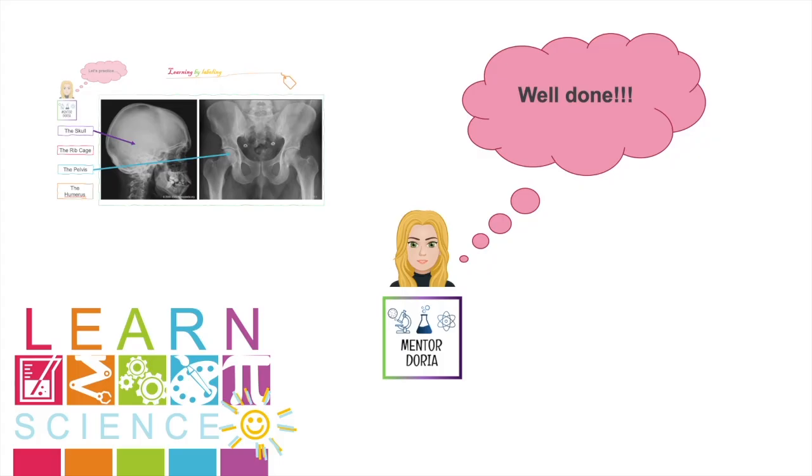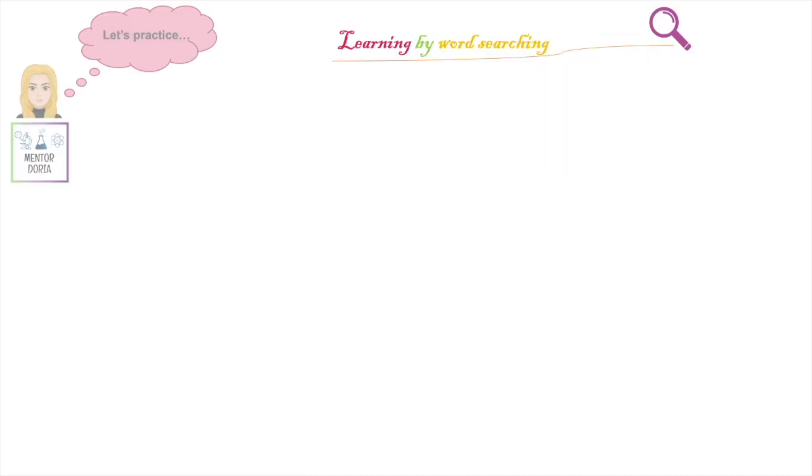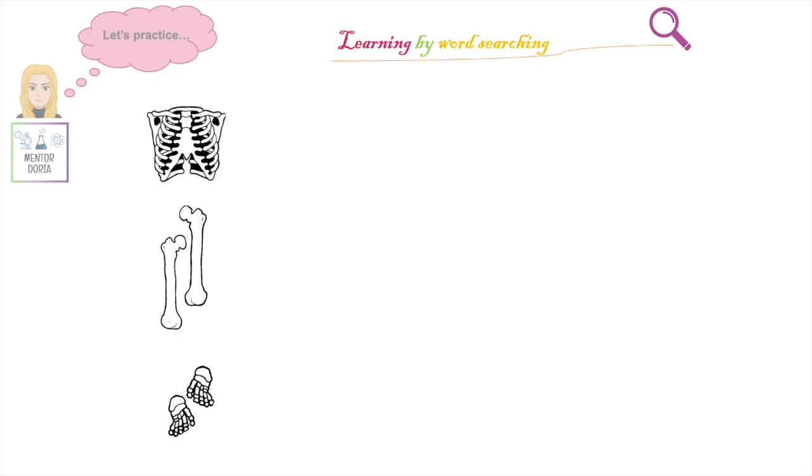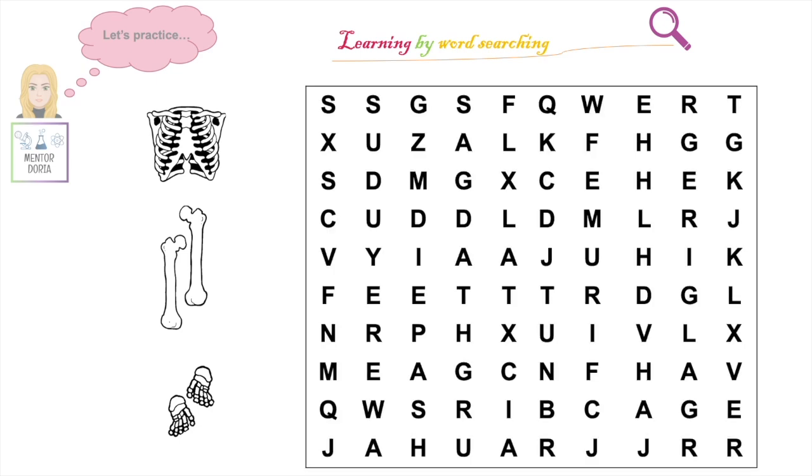Well done, everyone. Our final activity today will be this learning by word searching. Here we have 3 pictures of bones that we have talked about today. In this word search, we have the names of these 3 bones. What I would like you to do is try and find the names of the bones in the word search. The words might be going up or down, left to right or diagonally across. This might take a bit of time, so feel free to pause this video to have a go at this activity.